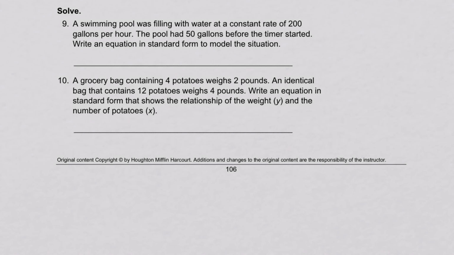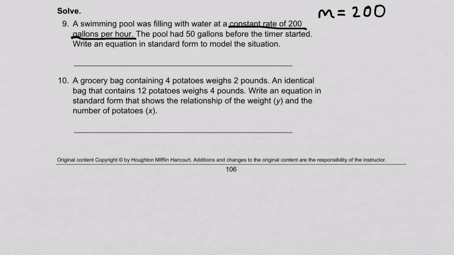Okay, number 9. A swimming pool was filling with water at a constant rate of 200 gallons per hour. Let's stop right there. Look out for that information. What did they just give me? They gave me the slope, a constant rate of 200 gallons per hour.